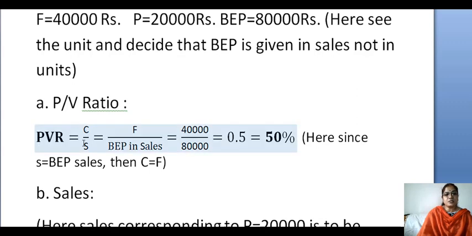PVR is equal to C by S. We cannot move for contribution equal to selling price per unit minus VC per unit because they are not given. So it is fixed cost by BEP in sales. Whenever this is BEP in sales, P is absent here, so C is equal to F. Substitute, we get 50%.